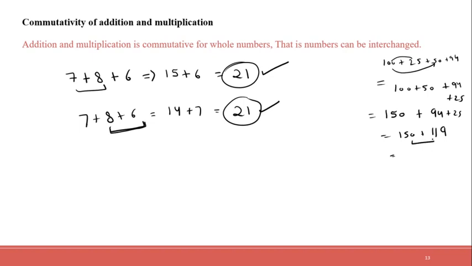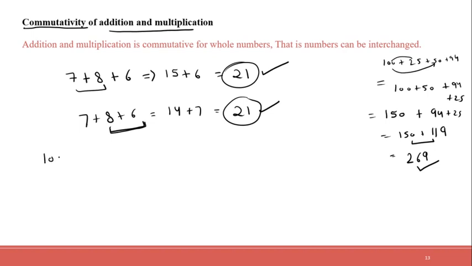And now if I add these two, I'll get 269. So this outcome will never change, no matter in which order you are adding these numbers. This is what the property of commutativity of addition and multiplication says. That means you can add numbers in any order you want.